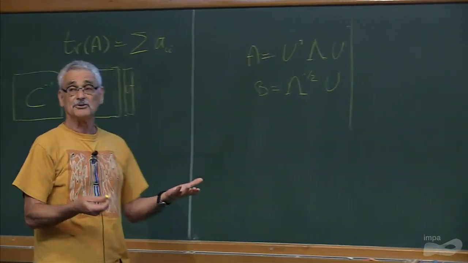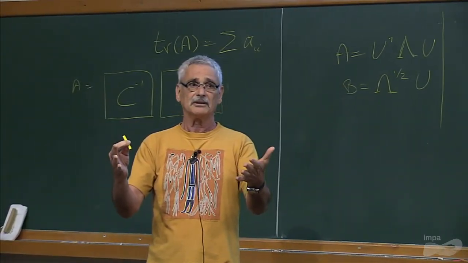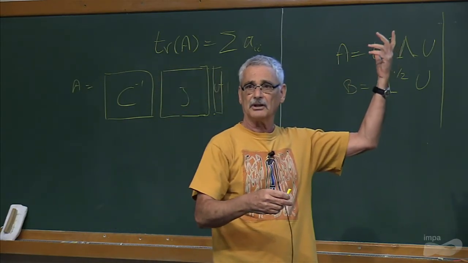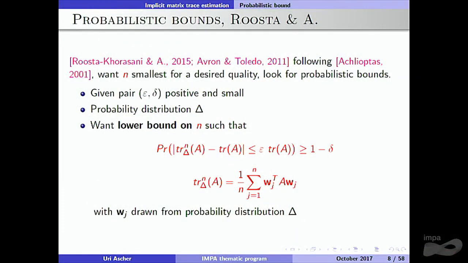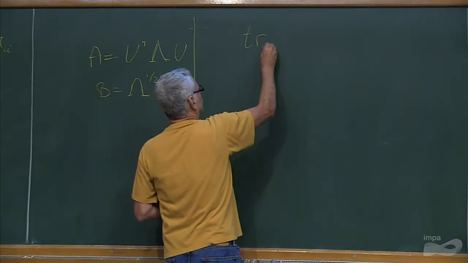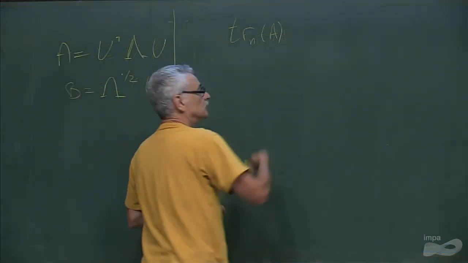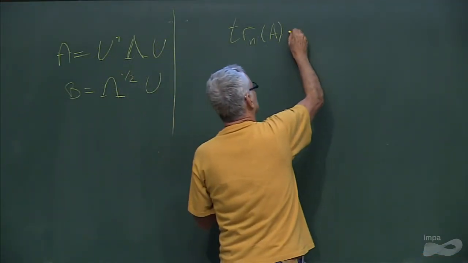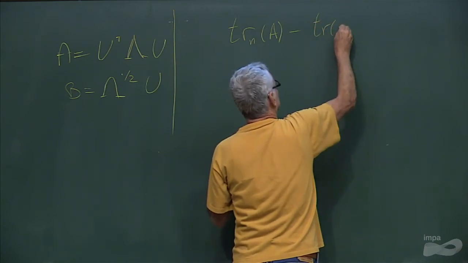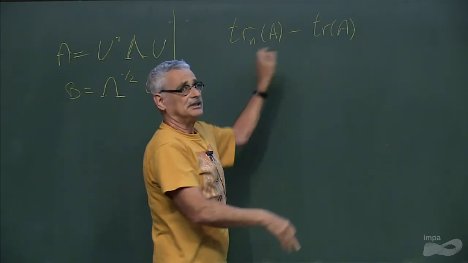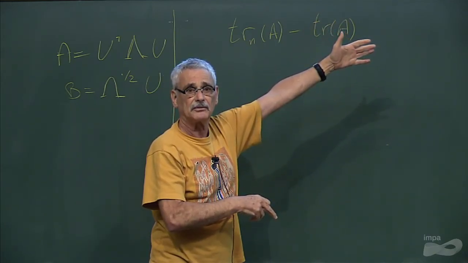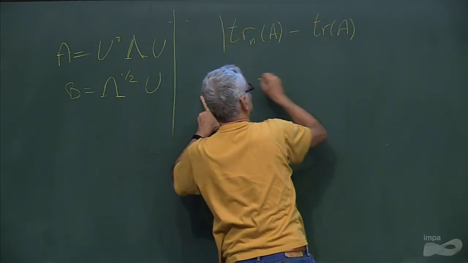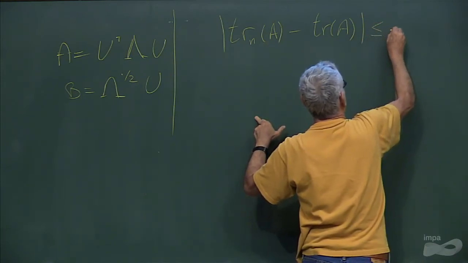So usually you have some sort of a stopping criterion, and in this case, let's say that it is relative. So you want the approximation, let's call it trace n of A, our approximation, minus the exact, divided by the exact, absolute value, you want it to be less than or equal to epsilon, right? So this is the same as writing that the absolute value here is less than or equal to epsilon times the trace of A.